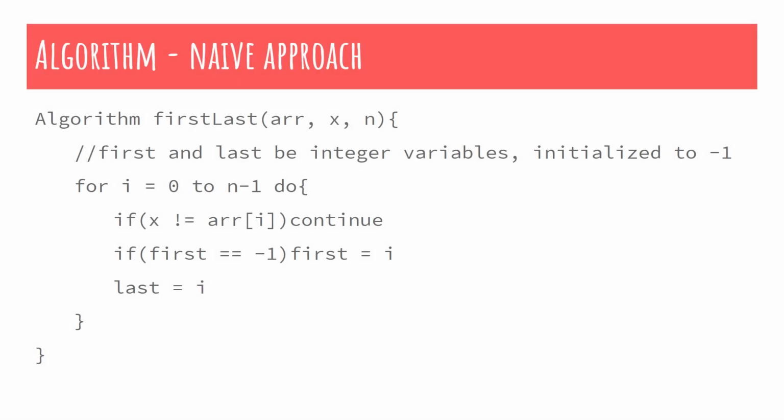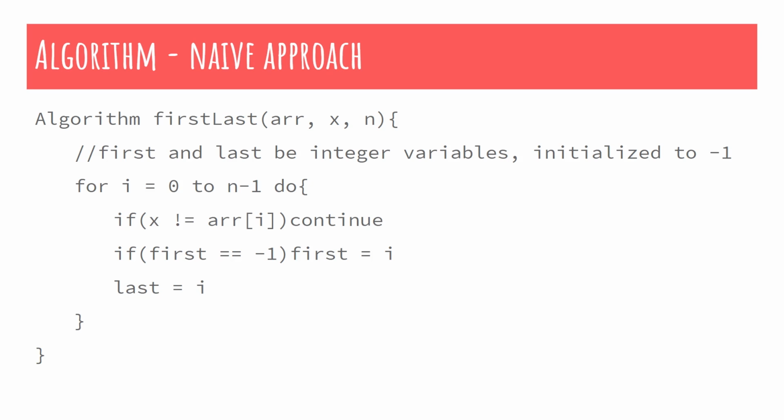Let first and last be variables of the data type integer, initialized to -1. We run a for loop from index 0 to n-1. If the element being compared is not equal to the element being searched, we go to the next iteration. In case it matches for the first time, we update the value of the variable first and we update the value of variable last.